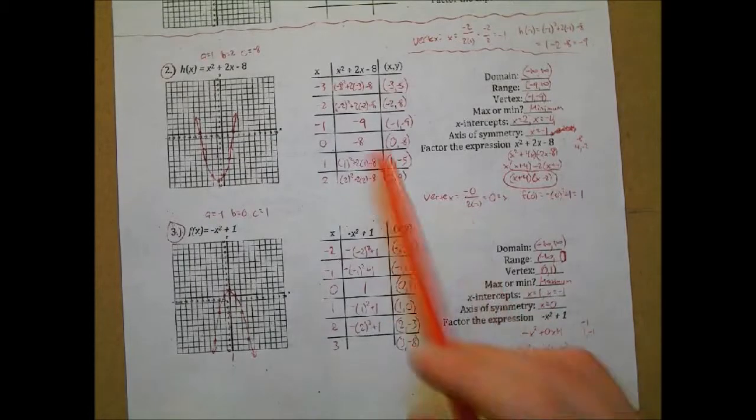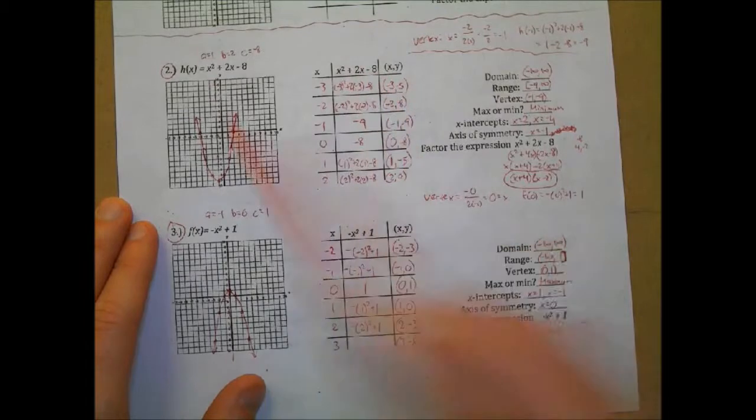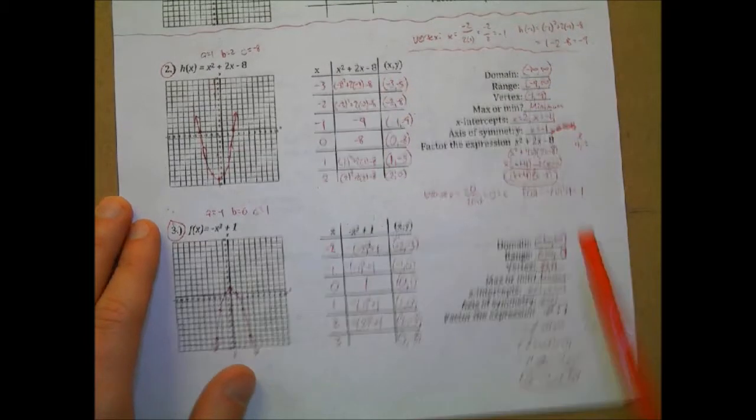I did that right here. Negative B over 2A. You need to be able to do this part, too, right? Graphing's important, but you also need to be able to answer all these questions. Plug 0 into the function, you get 1. So 0, 1 is your vertex. Put it in the middle of your table.